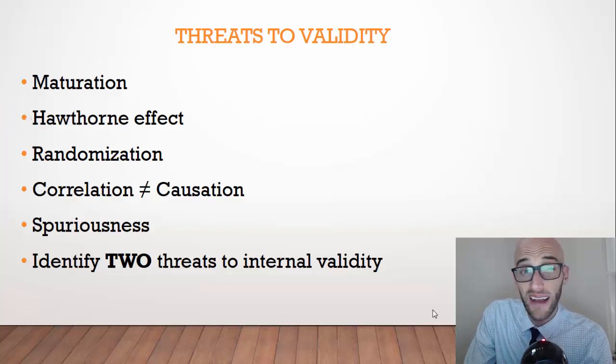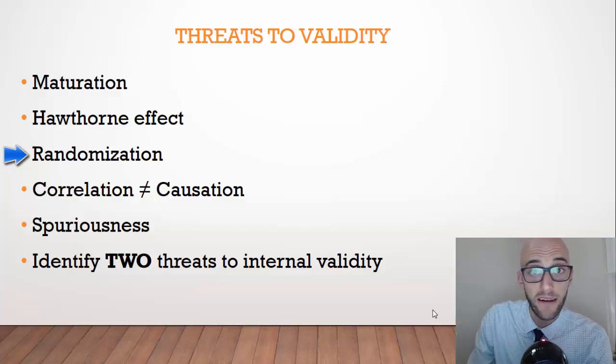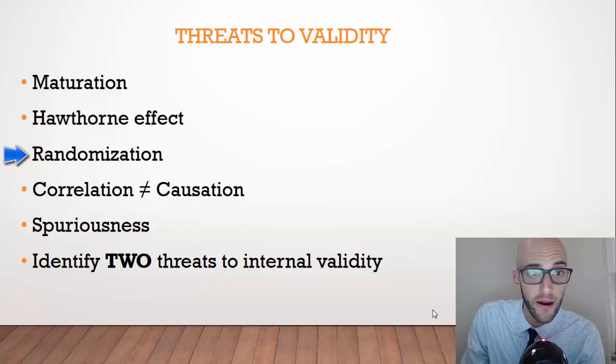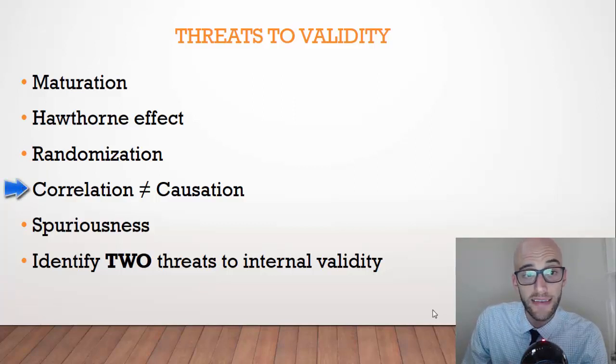In order to address some threats to validity, randomization is another important concept to be aware of. So the difference between a quasi-experiment versus a true experiment, the key factor here is randomization to one group or the other, and not just convenience sampling. And a couple other really important things to take away here is that correlation does not equal causation. Just because there's a strong relationship between 2 variables doesn't necessarily mean that one has caused the other.